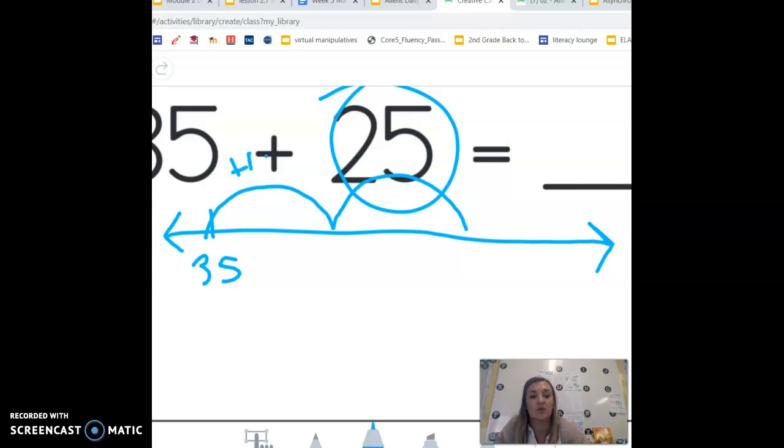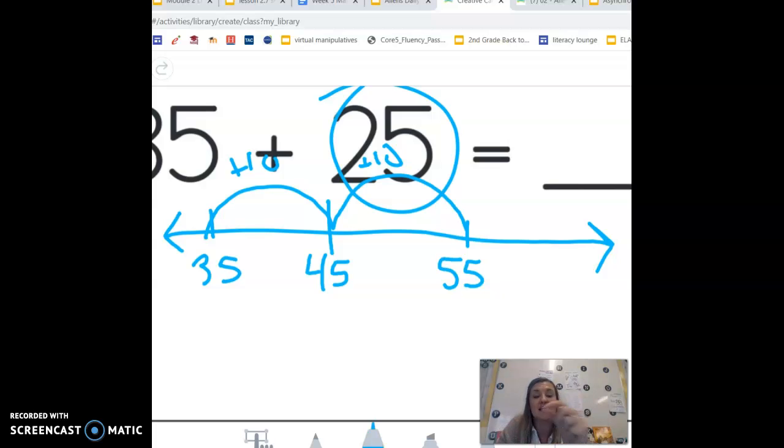And second graders, I want you to notice that my 2 jumps of 10 are similar in size. They're not perfect, but they're similar in size. So 35 plus 10 is 45, and 45 plus 10 is 55. I made 2 jumps of 10 on my number line, just like I would on my hundreds chart. I would jump down 2 on my hundreds chart. I just made 2 big hops of 10.